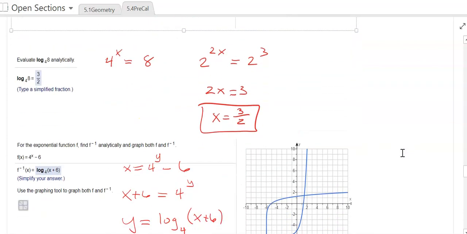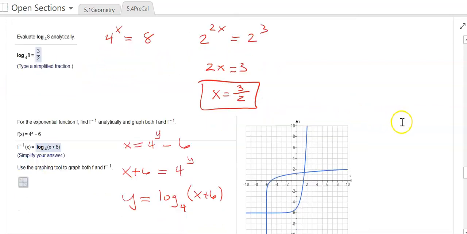Here, we looked at this before, where we can write this as an exponential function. So 4 to the x, we don't know, is equal to 8. And then we have to write these in base 2. And we can set the exponents equal to each other.